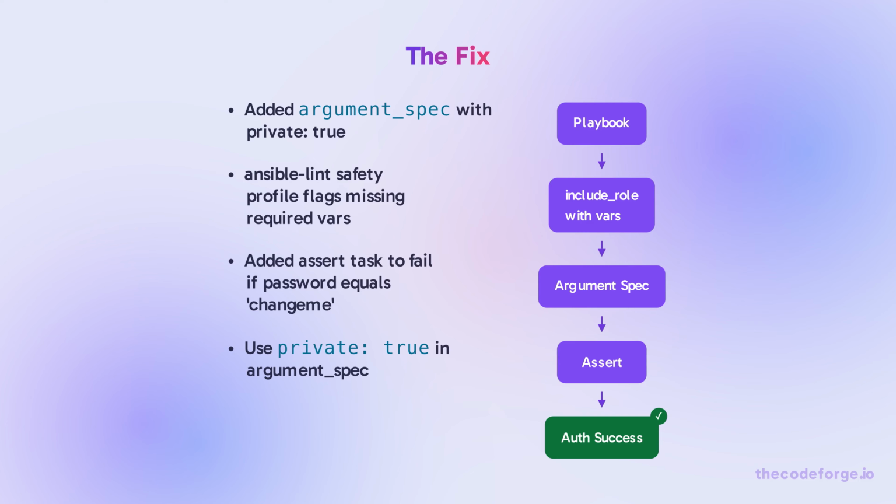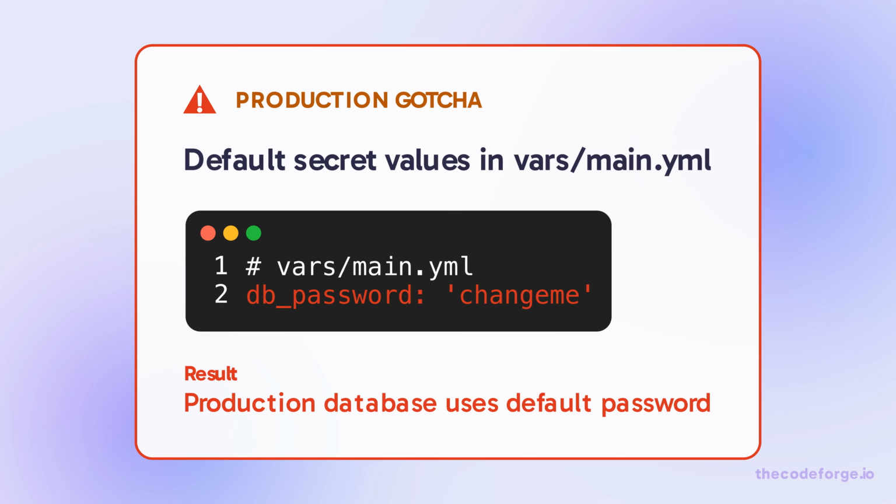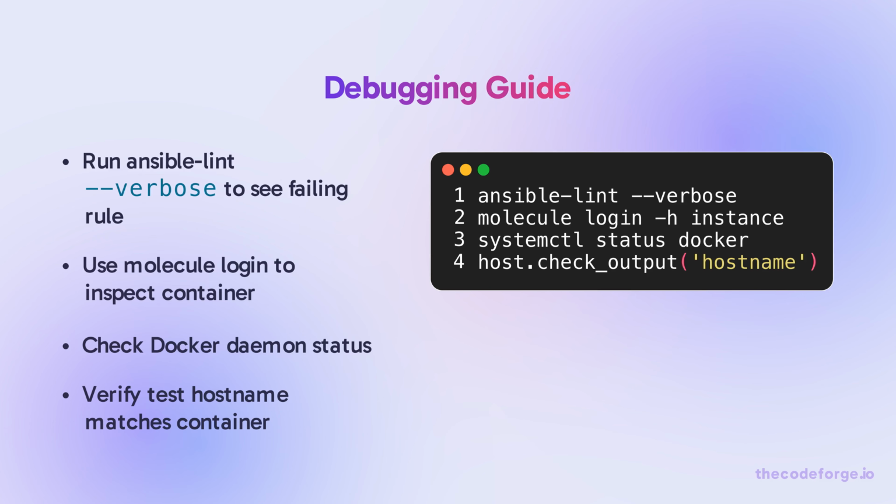The fix was to add an argument spec for the role with no_log: true for the DB password. This makes Ansible Lint's safety profile flag the missing variable. We also added an assert task that fails if the DB password equals changeme. Now, if the password isn't provided, the role fails early. Never put default values for secrets in vars/main.yml. If a playbook forgets to pass the variable, the default is used, and in this case, it was changeme, causing a production authentication failure. When debugging, start with verbose lint output.